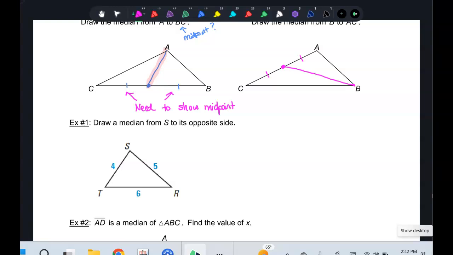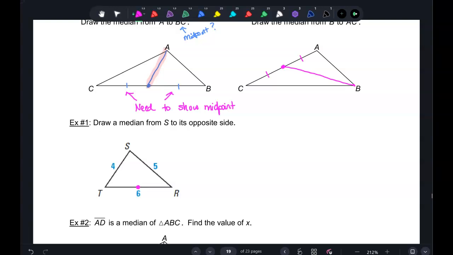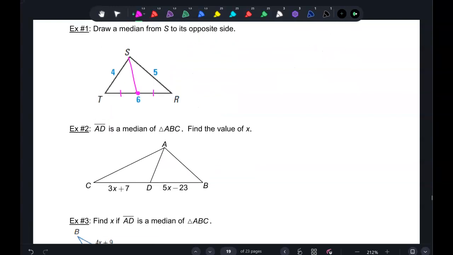Draw a median from S to the opposite side. So what side is opposite S? TR. On TR, I want to show a midpoint, so I'm going to mark these two segments congruent. We're not there yet. All we need to do is draw it. They equal the same. That's all you have to do here. Okay?